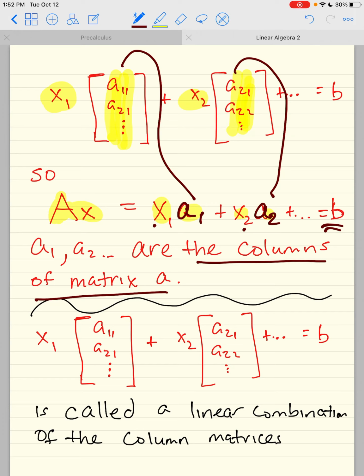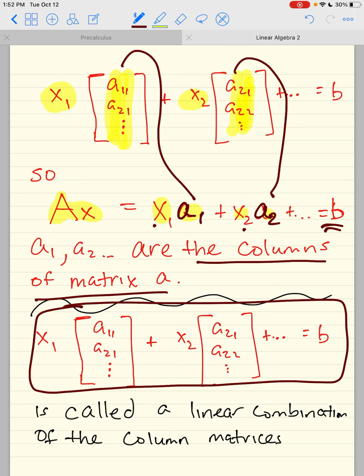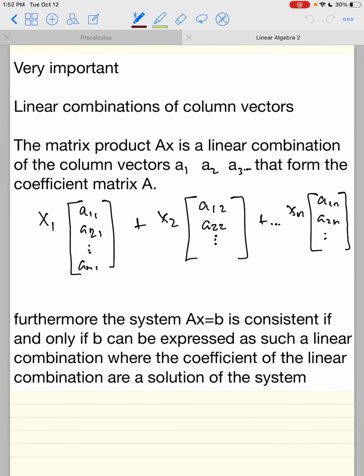So what we just did here was basically take a look at this. We partitioned it, we broke it into pieces, and this is called a linear combination of the column matrices. Linear combination of the column matrices, or the column vectors, is the heart of linear algebra.